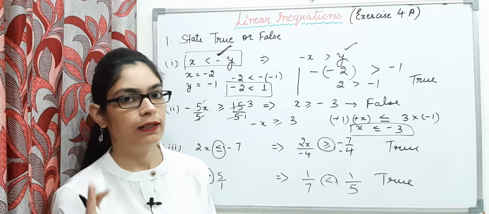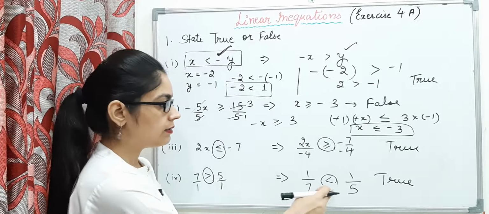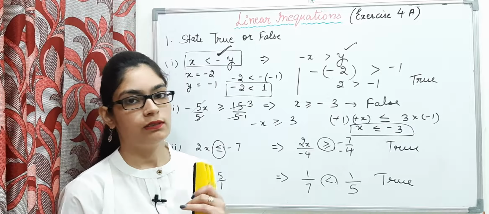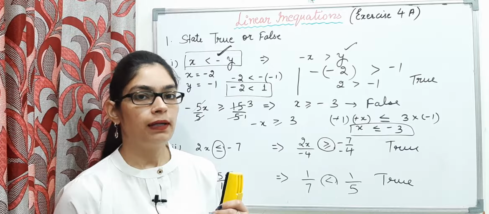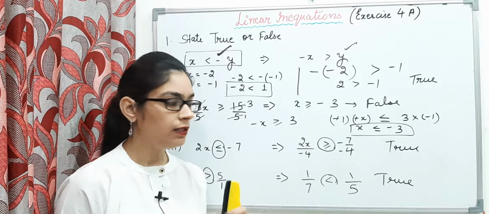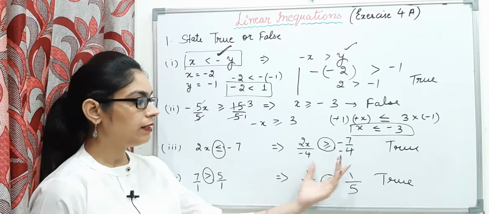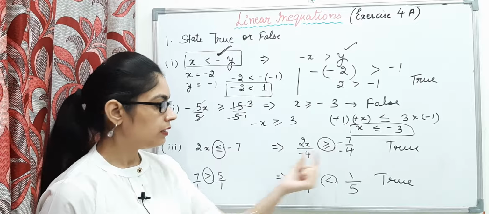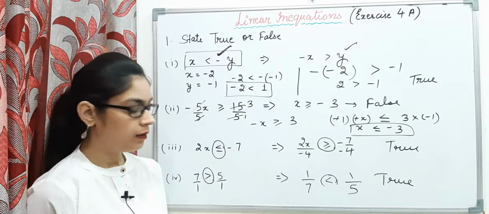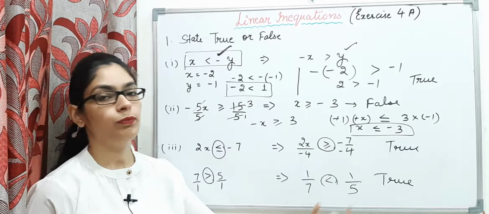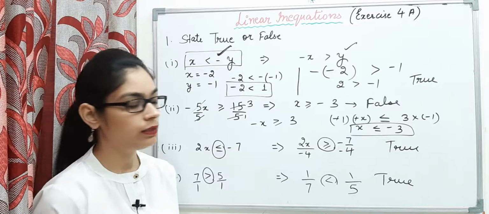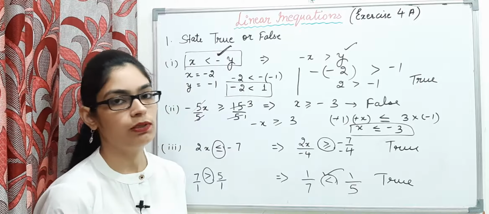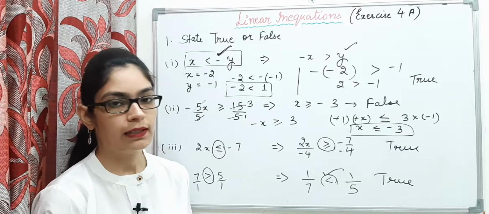See, only in two conditions does the sign of the inequality change. First condition is when we are multiplying or dividing the given linear inequation by a negative number, like here we have divided, in that case the sign of the inequality will change. Or when we are taking the reciprocal of both the sides of the inequation, then also the sign of the inequality will change. Let us do the second question now.